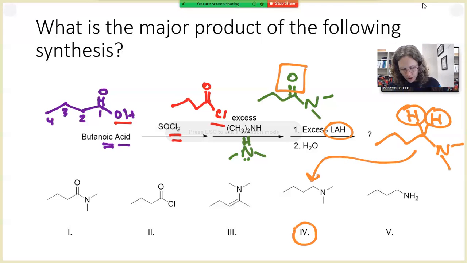Make sure that you don't lose the methyl groups that were part of the aminolysis reaction, and make sure that you are aware that the amide does react with LAH and is reduced to an amine. So the answer for this question is 4.